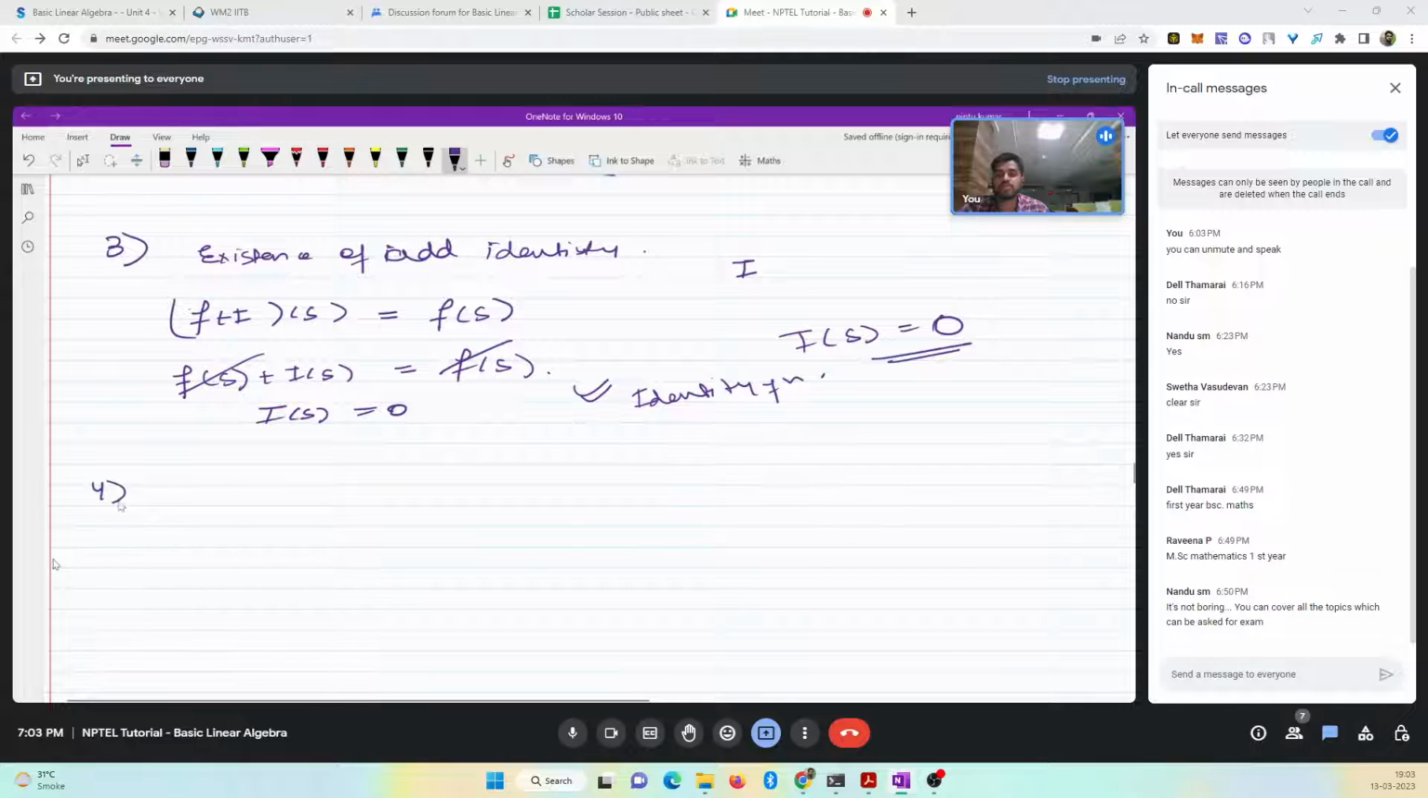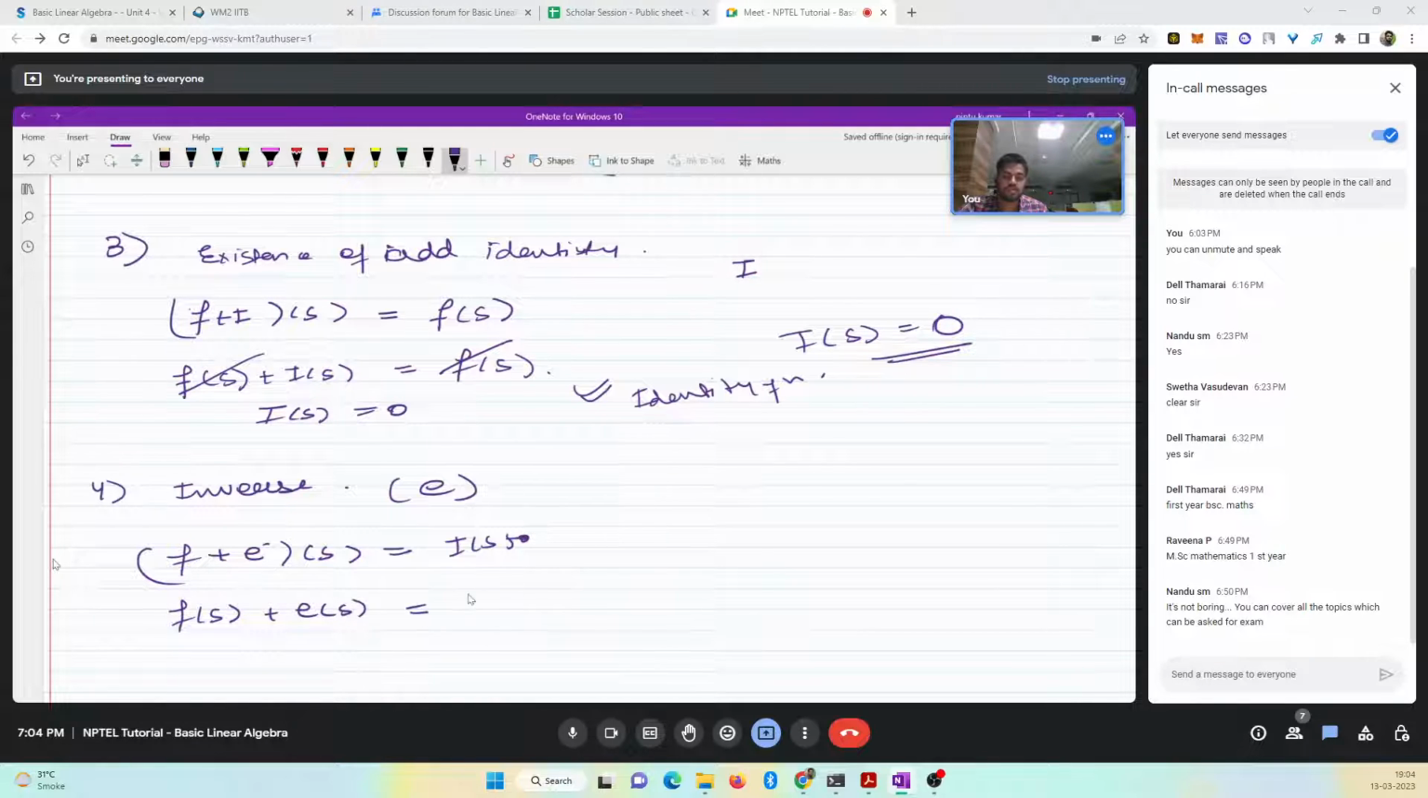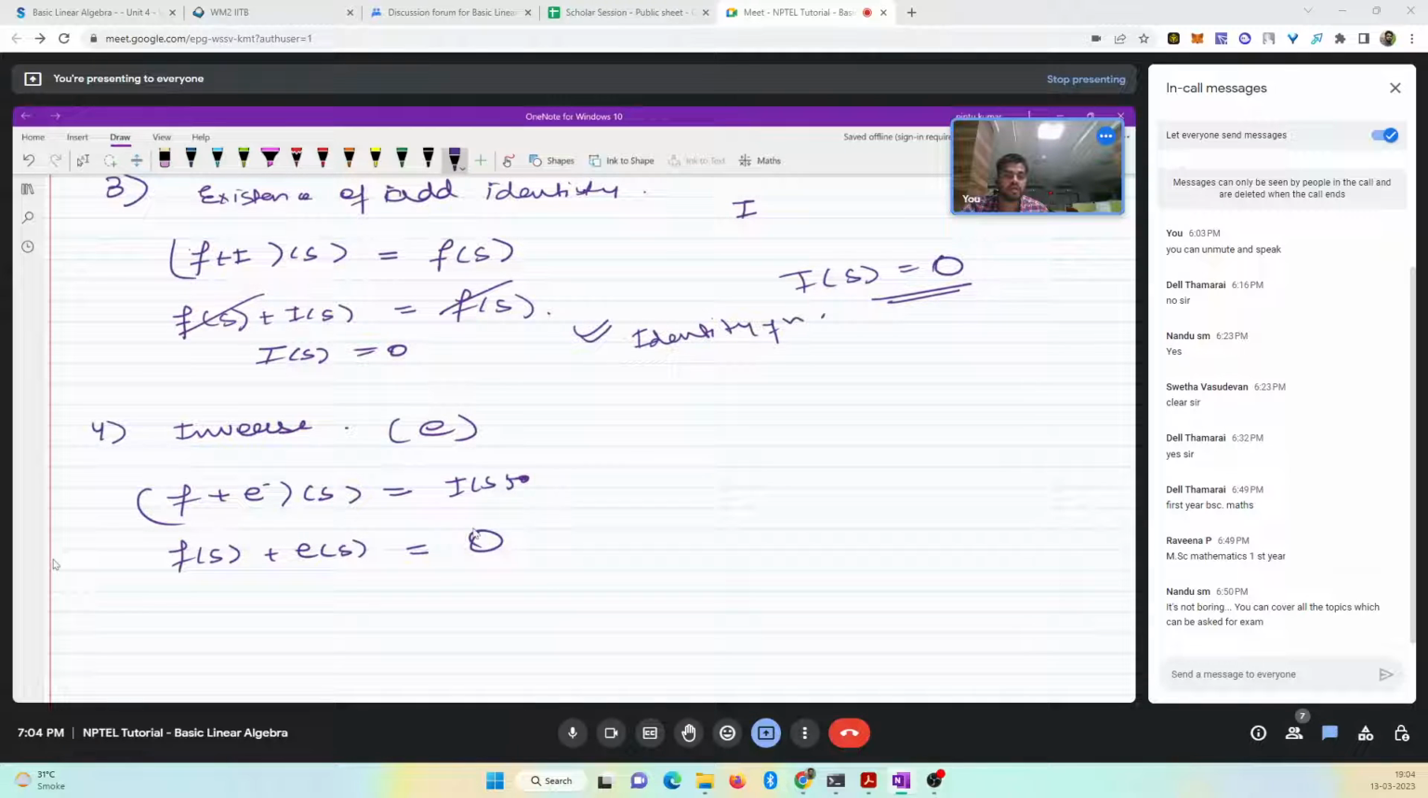Now the fourth property was inverse. So again we'll denote inverse by, let's say, E. Probably not a good notation, but let's stick to it. This we want to be 0 of s, or I of s. This is how we solve for identity. So f of s plus E of s is equal to 0, right? I of s is 0 everywhere. So E of s is equal to minus f of s. So this is our inverse.